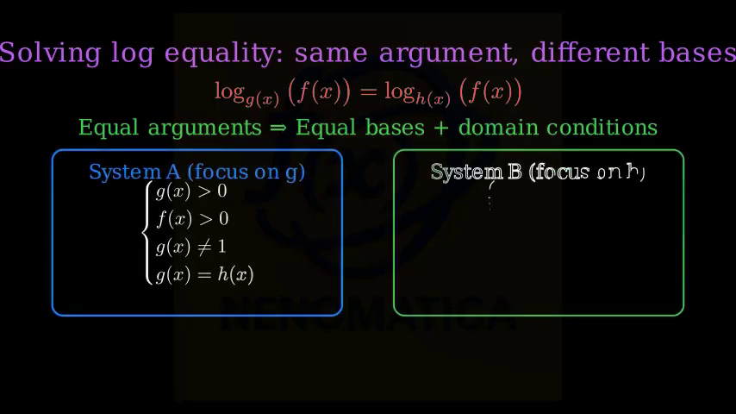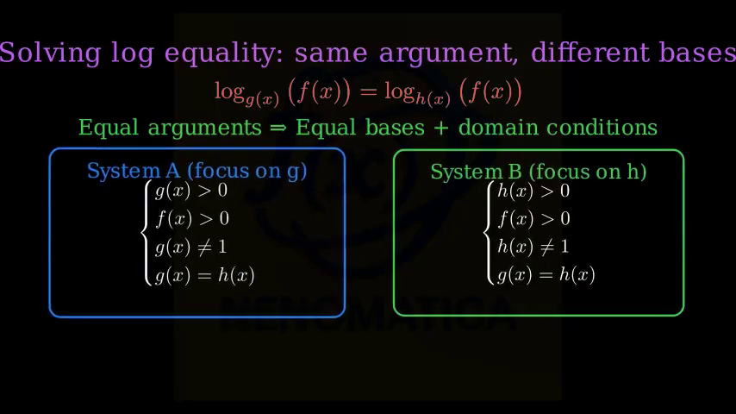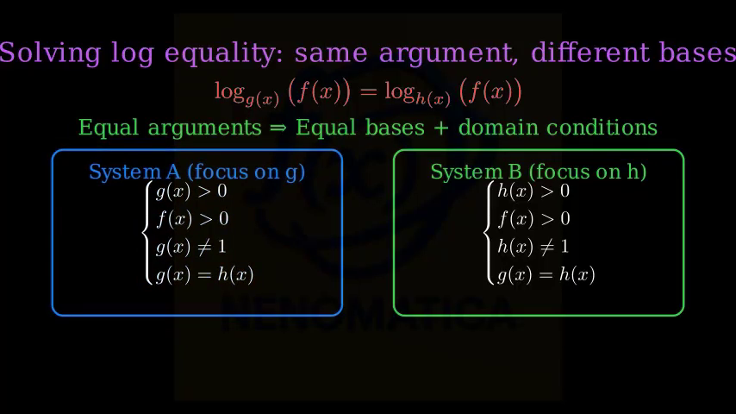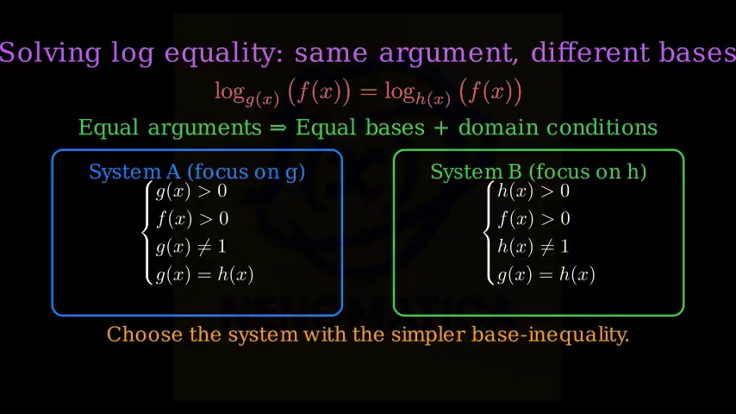There are two equivalent ways to write the conditions. System A focuses on g of x. It says g of x is positive, f of x is positive, g of x is not 1, and g of x equals h of x. System B focuses on h of x. It says h of x is positive, f of x is positive, h of x is not 1, and g of x equals h of x. You may choose either system. Pick whichever makes the inequalities simpler to solve.